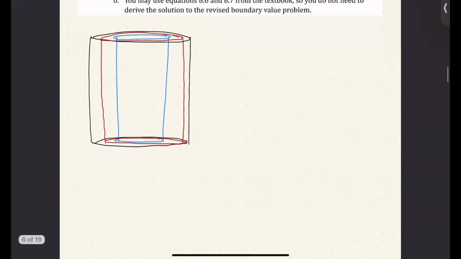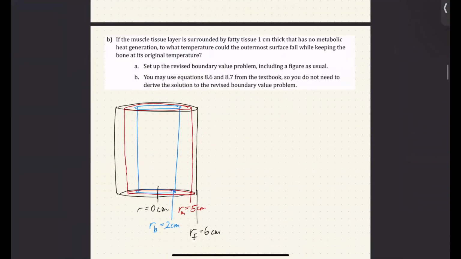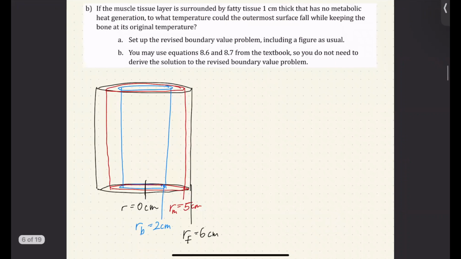So if we're drawing this, we have 0 centimeters again. Then we have R_B, actually, we'll just say R_B equals 2 centimeters. Then we have R_M equals 5 centimeters. And then we have this new R_F equals 6 centimeters. R_F is the fatty tissue, fat. So we have this thickness as 1.